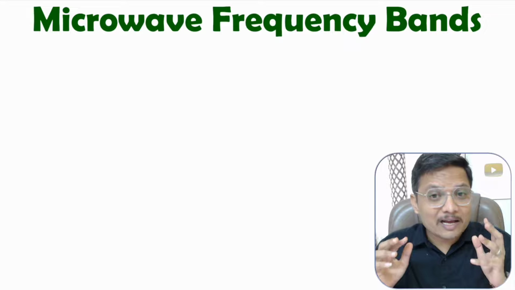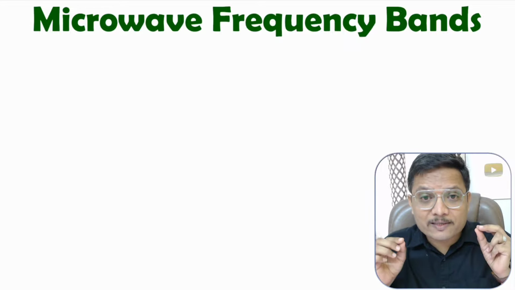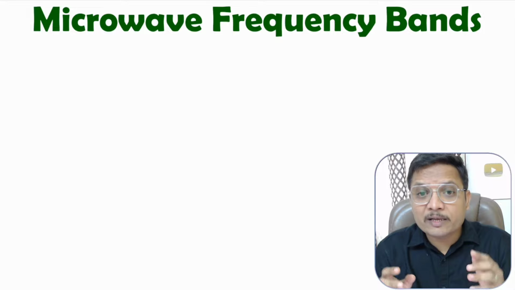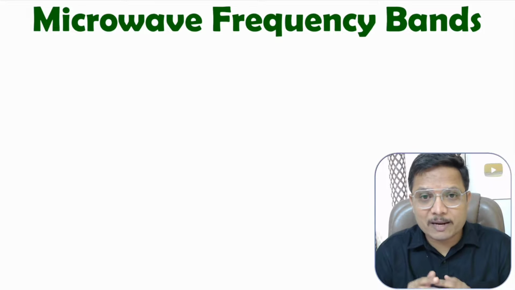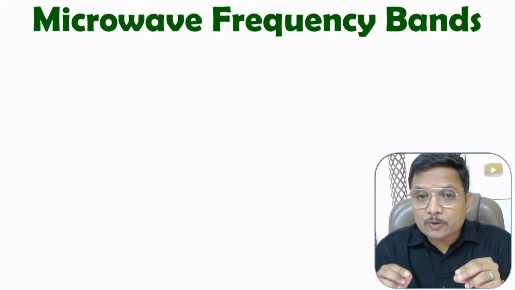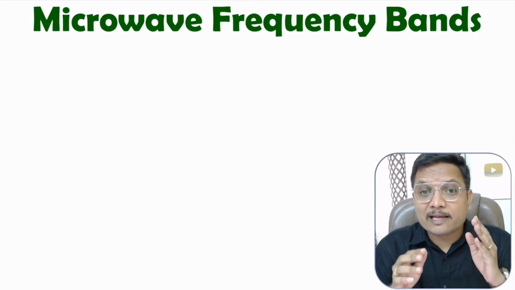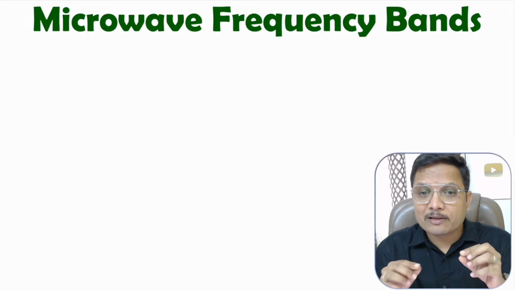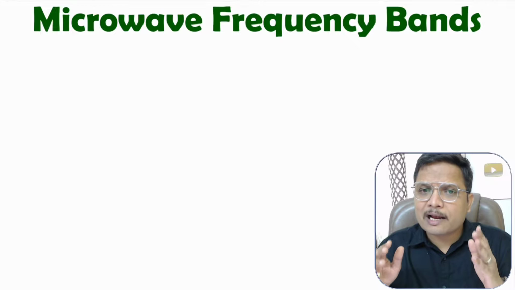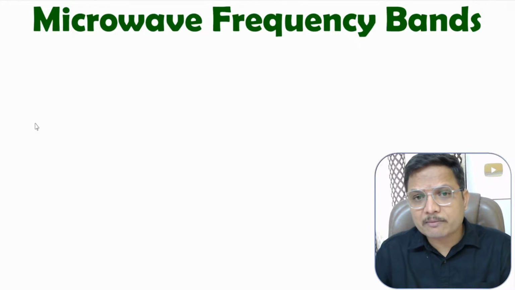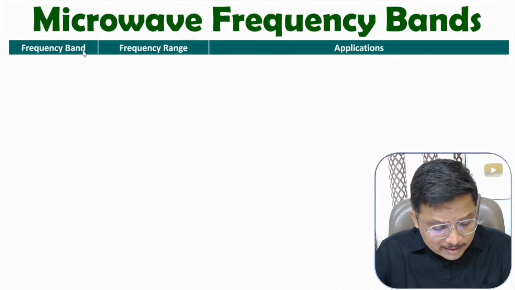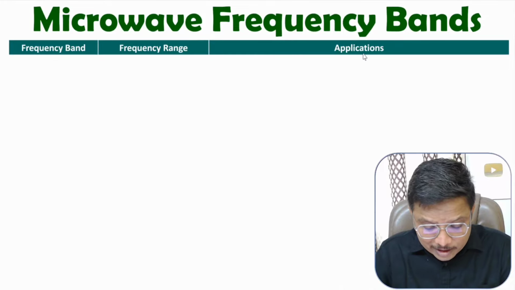In this video, I'll be discussing microwave frequency bands as well as the applications associated with different microwave frequency bands. First of all, one should know microwave frequencies range from 1 GHz to 300 GHz. And within this frequency range, there are many frequency bands. Here I'll be discussing the frequency bands along with their frequency range and applications.